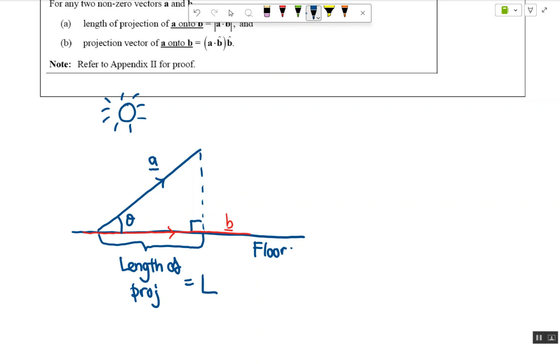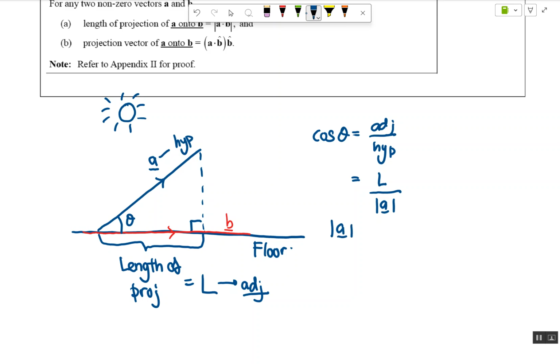So first, let's look at this. If theta is here, A would be the hypotenuse. L would be the adjacent length that you are looking for. We are talking about cosine theta is equals to adjacent over hypotenuse. And adjacent, that would be L, hypotenuse would be magnitude of A. So next, I cross multiply. The magnitude of A cosine theta is just going to be equals to L.